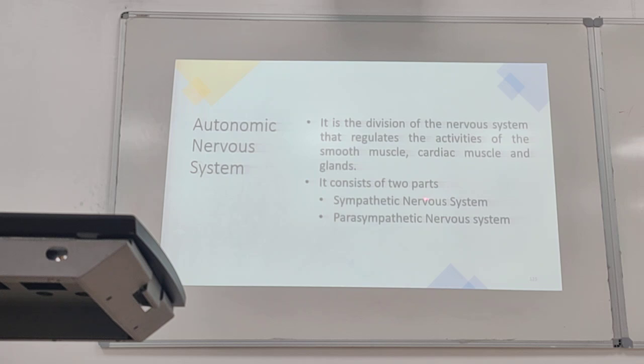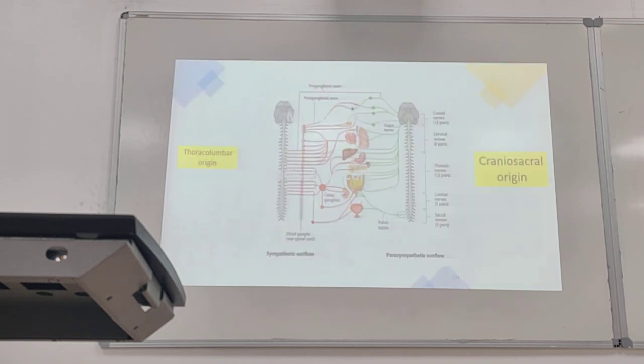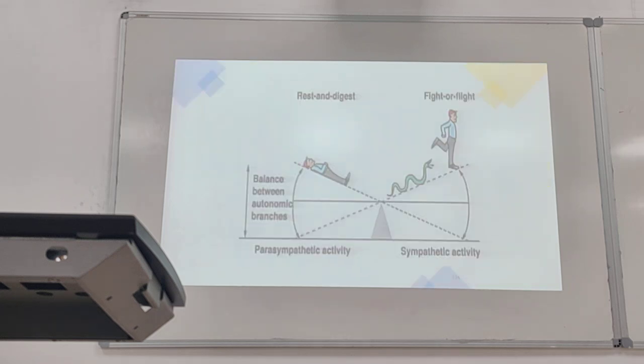How many parts of the autonomic nervous system? Two. Can you name them? Sympathetic nervous system and parasympathetic. What does sympathetic mean? Fight and flight, emergency. And what does parasympathetic mean? Rest and digest. So we have this diagram to make the concept. Parasympathetic, it is rest and digest. Sympathetic, it is fight or flight. All right?